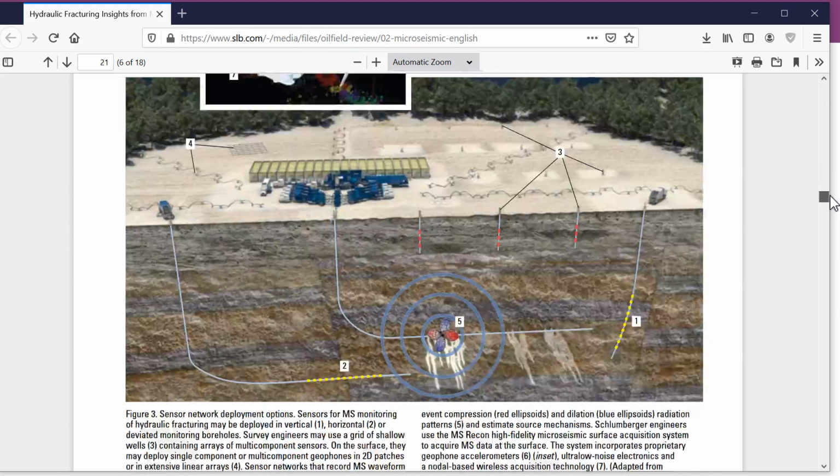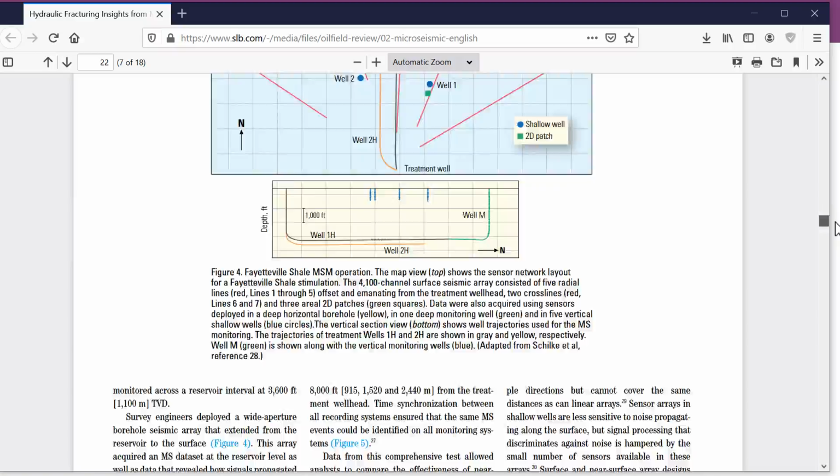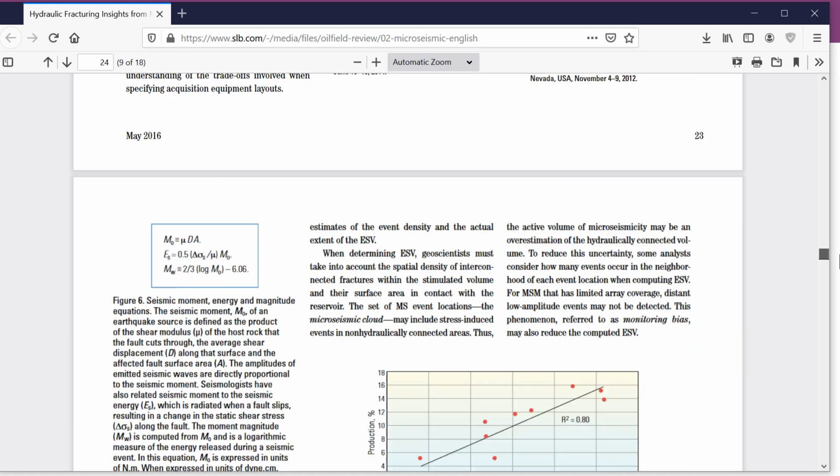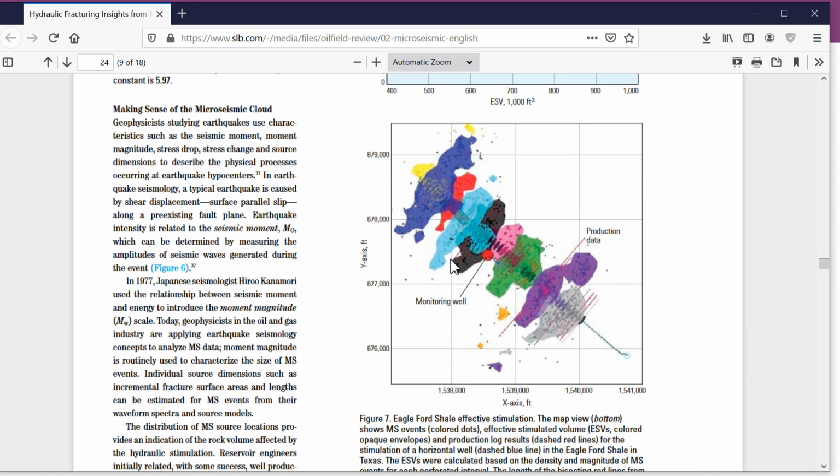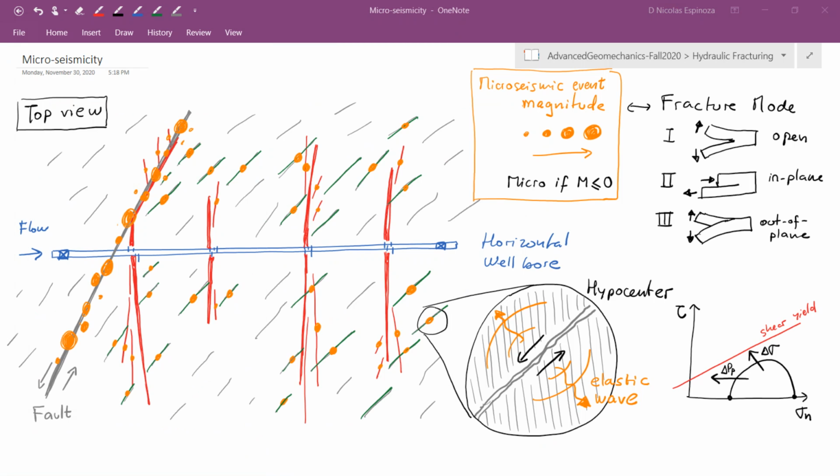And for example, what we're going to see next is the concept of the stimulated reservoir volume, which is shown in this schematic, where each fracture stage, this is a top view, stimulates a certain area around each stage. All right, let me move this out of the way and continue with the discussion over here.